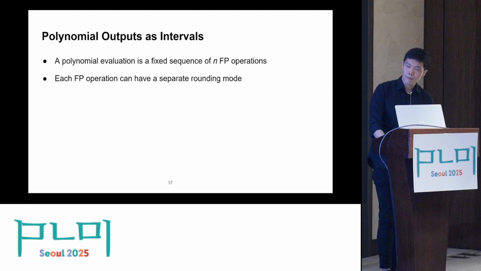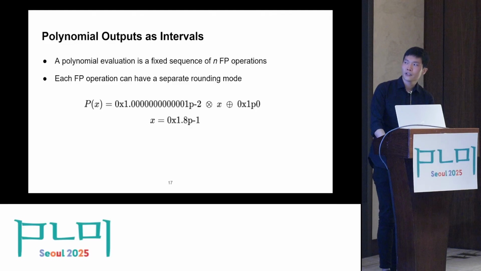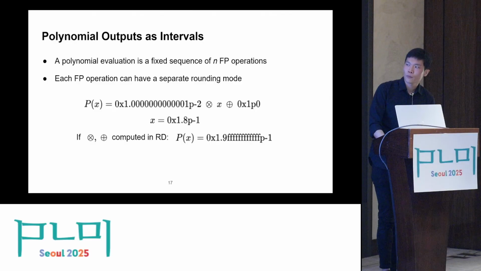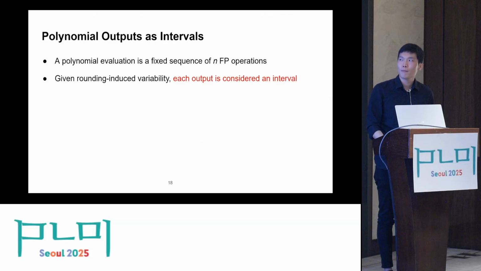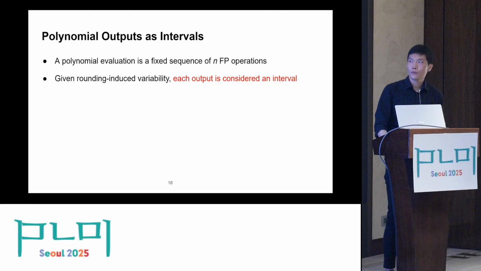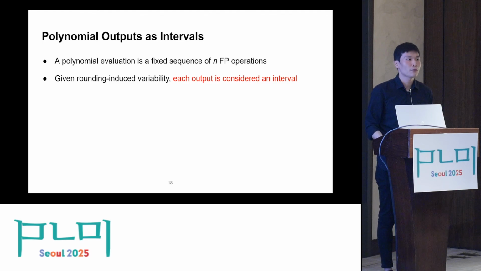Now let's take as an example the following polynomial to be evaluated over the following input. And I'd like to quickly mention that the encircled multiplication and addition symbols represent floating point operations. So in the case that multiplication and addition are performed under round down, you would obtain the final output as shown on the slide. Now when these operations are performed under round up, you would obtain a different value. Given this variability due to rounding, the rounding invariant input bounds method represents polynomial outputs not as singular values, but rather as intervals.